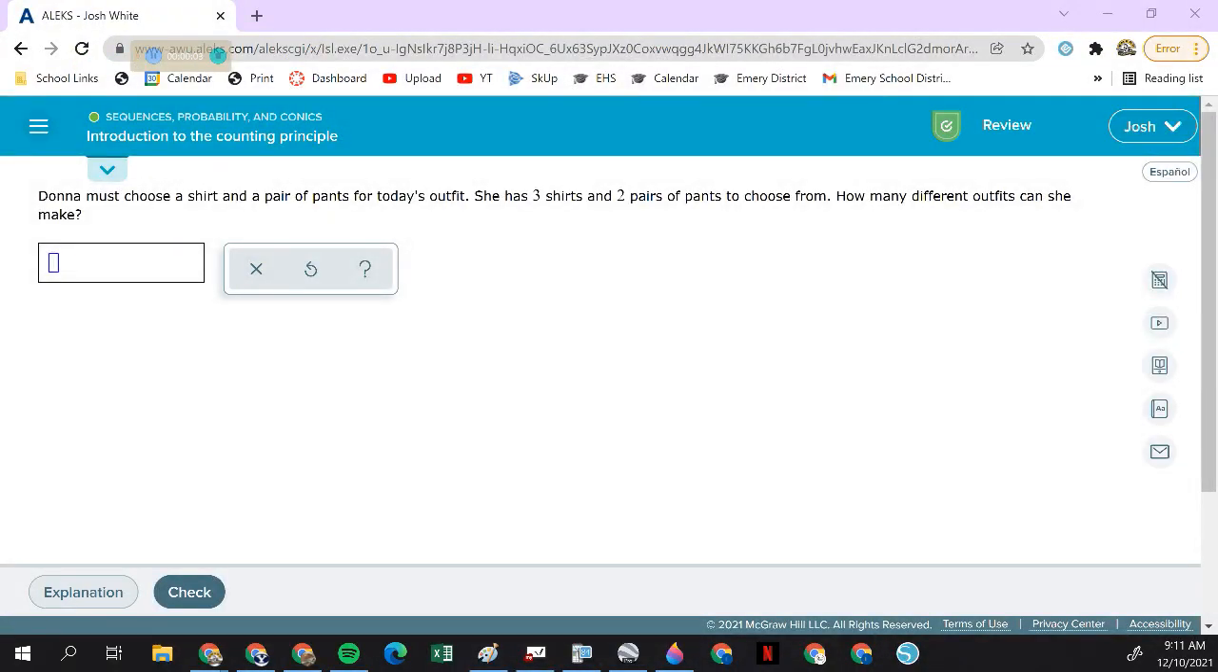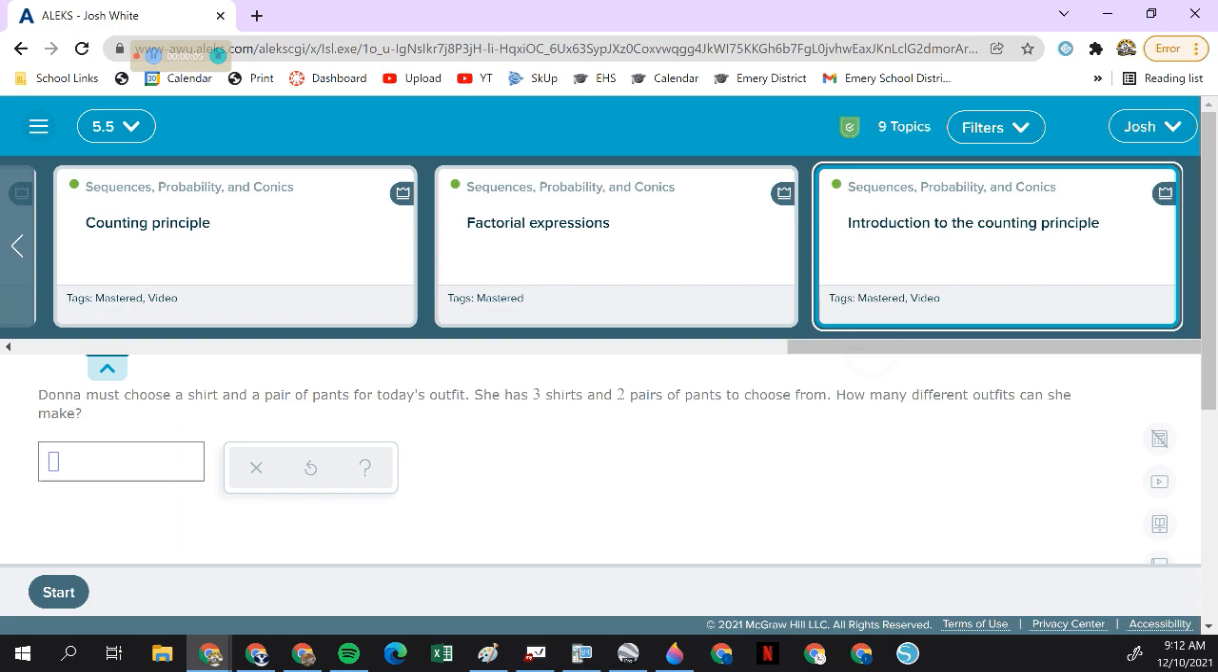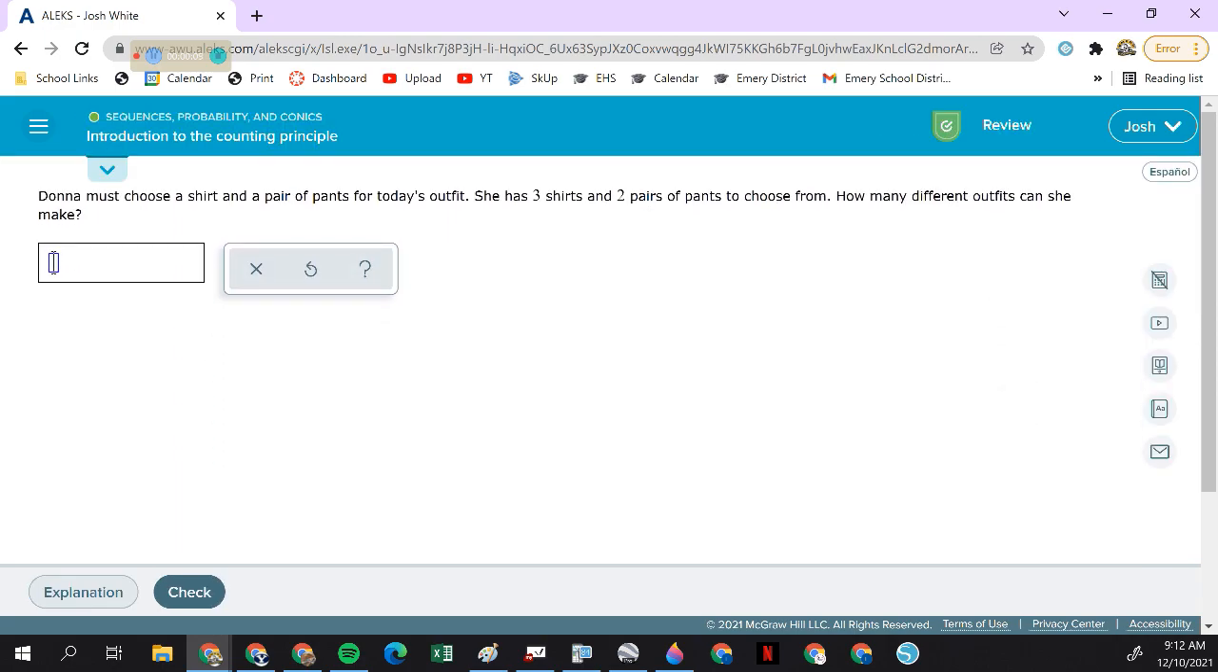Okay, this is 5.5. So, Donna must choose a shirt and a pair of pants for today's outfit. She has 3 shirts and 2 pants. How many different outfits can she make?